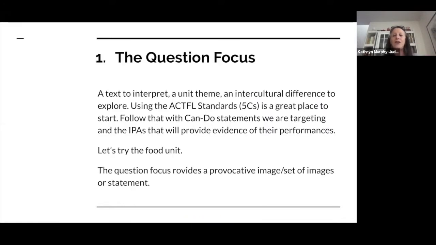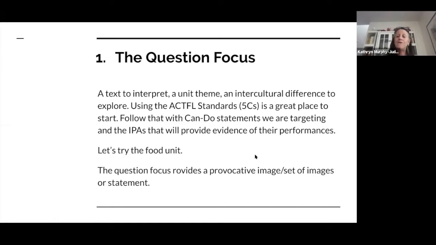So the question focus for us, a lot of times where we start with our students, is a text to interpret. It's an interpretive mode. Or maybe it's a unit theme. It might be the unit on families and housing, or it might be on education, or it might be on food. Or a unit focus with an intercultural difference, which is something really important to explore. Politics and media in France are quite different from politics and media in the United States, and are quite different from politics and media in Morocco or Ivory Coast.